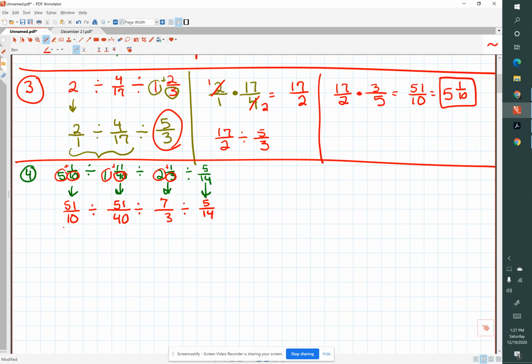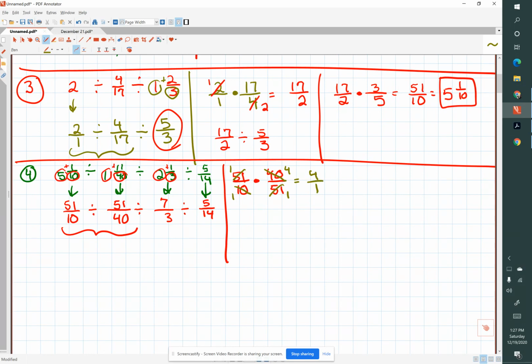Much better. Okay, we're going to work from left to right. So we'll start with 51/10, change the division to multiplication, flip the second fraction. Now I hope you see all the simplifying that we can do. 51 divided by 51 is 1. 10 divided by 10 is 1. 40 divided by 10 is 4. When I multiply across, I have 4/1, which equals 4.